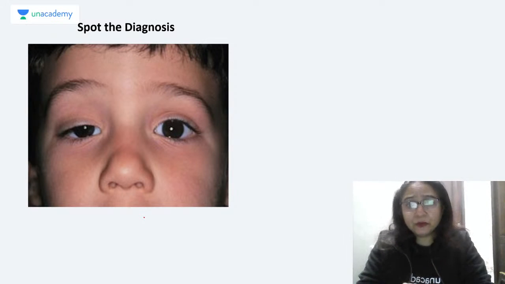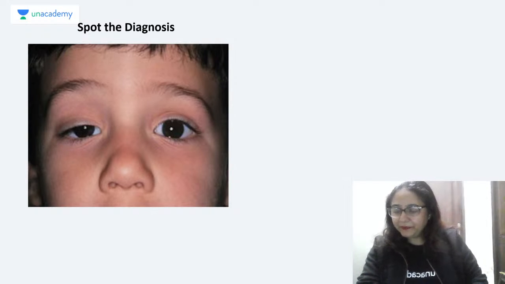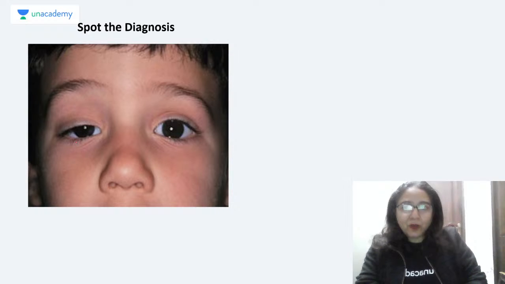Again, a spot diagnosis for you. So this is the image of a child, a young child. So what is the diagnosis over here? What is the spot diagnosis over here? So again, look at the external examination of the eye. This eye, the external examination is normal. Okay, the lid is in normal position. The external examination is normal.